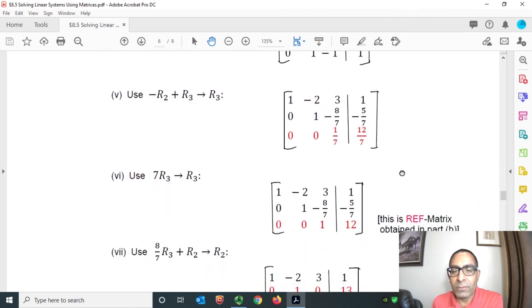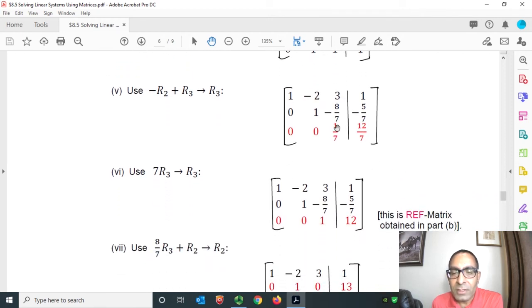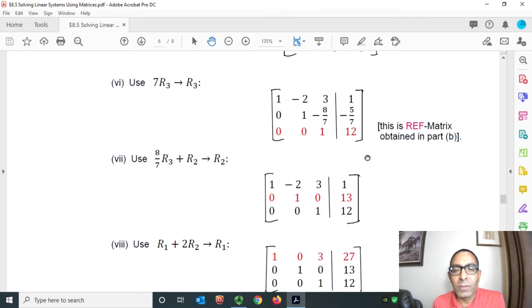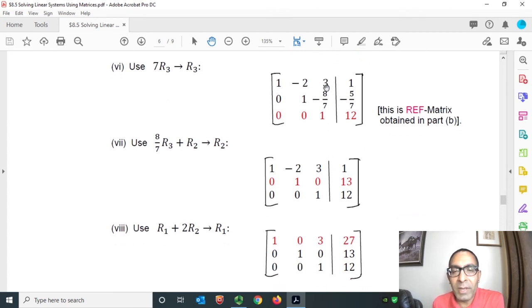And now next step, we want this diagonal entry 1. So we simply multiply row 3 by 7. Row 1 as it is, row 2 as it is. Now row 3 multiplied by 7 gives me 1, 2 all. By the way, this is the row echelon form obtained in part B above. Okay, great. So now, what next? So next we want to make 0 here, 0 here, 0 here.